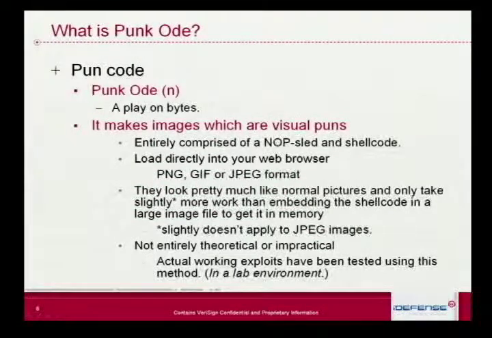So pun code is actually a play on bytes. It makes images which are visual puns. They're entirely composed of a no-op sled and shellcode. They load directly into your browser. The tools that we're releasing allow PNG and JPEG format, and I've also done GIF format stuff. They look pretty much like a normal picture, and it's only slightly more work than embedding the shellcode into a large image file to get it into memory. You'll see what I mean when I show you slightly later on. Yeah, we actually have exploit stuff that works with this.